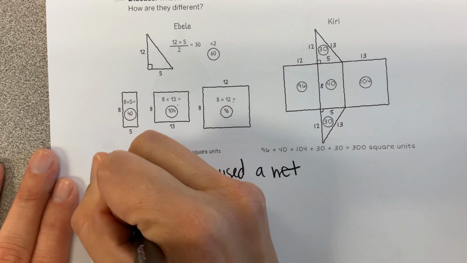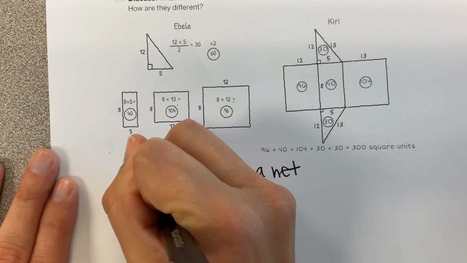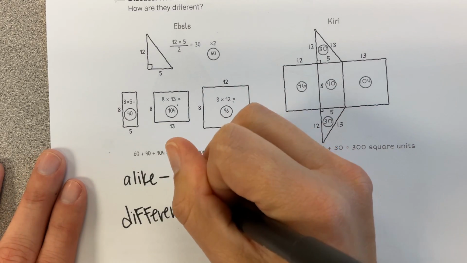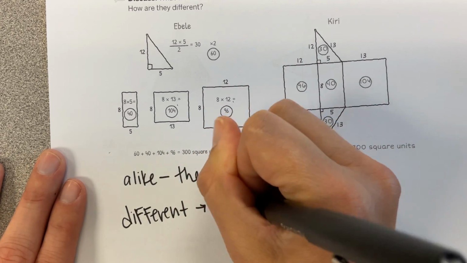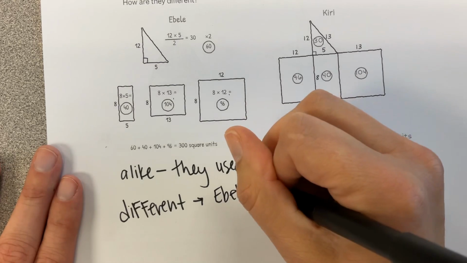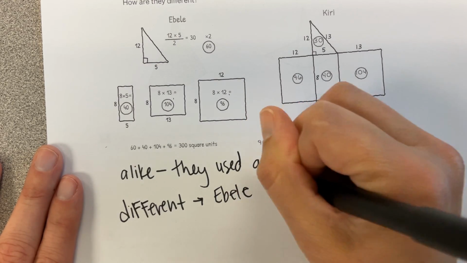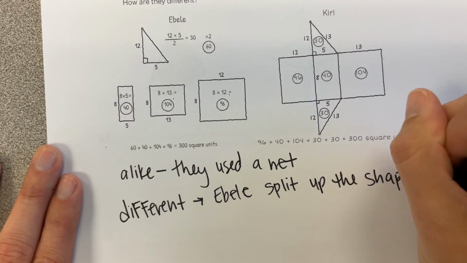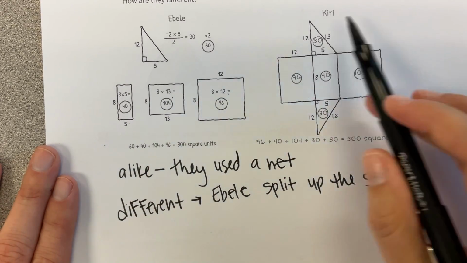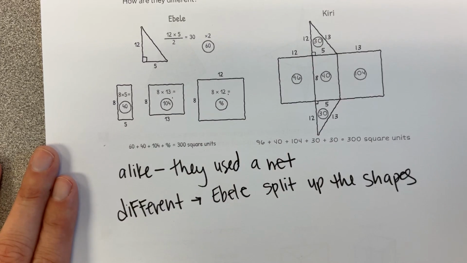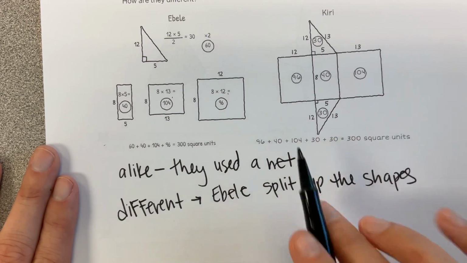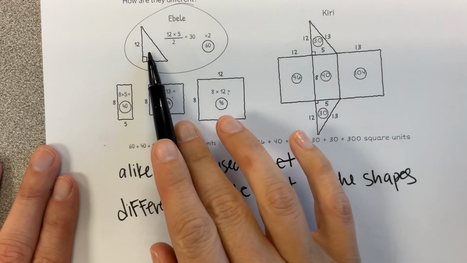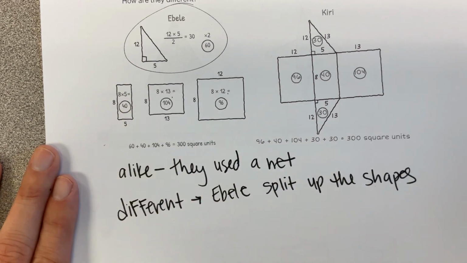Things that are different is that Abel, however you say her name, split up the shapes versus Kiri kept them all together. But they still got the same thing. She just needed to know that even though she only drew 1 of the triangles, you need 2 of those.